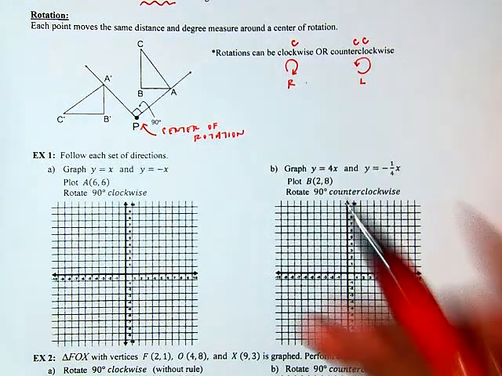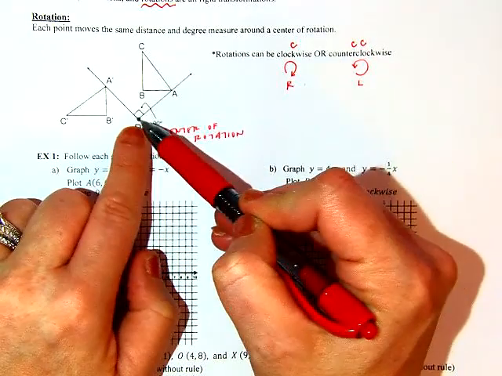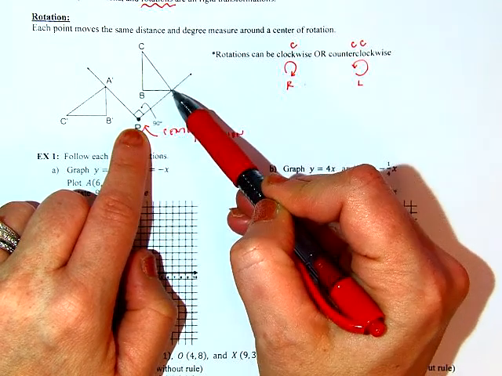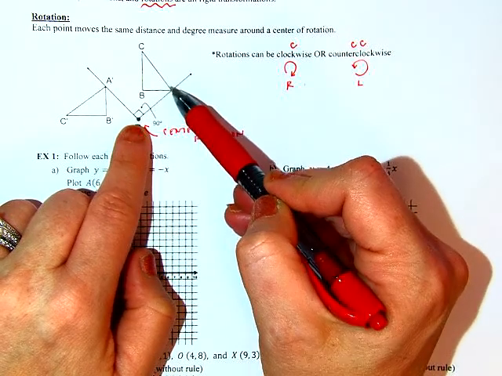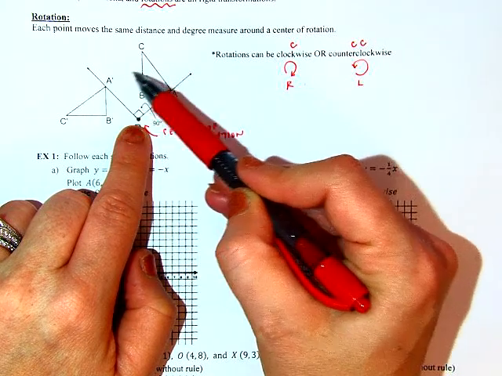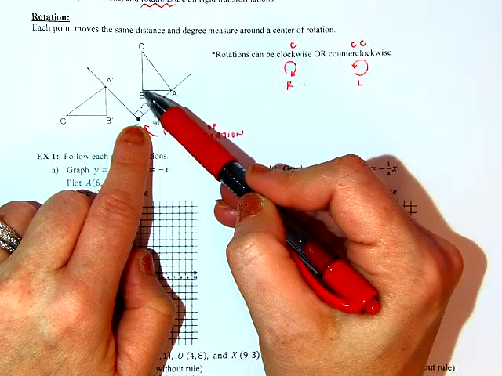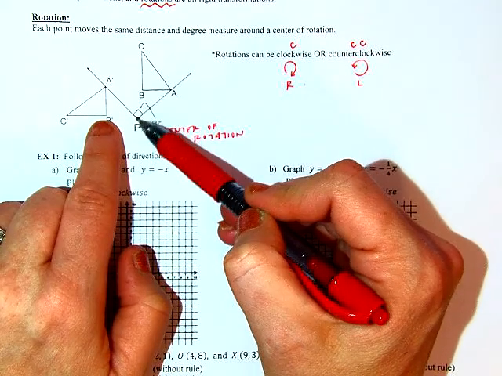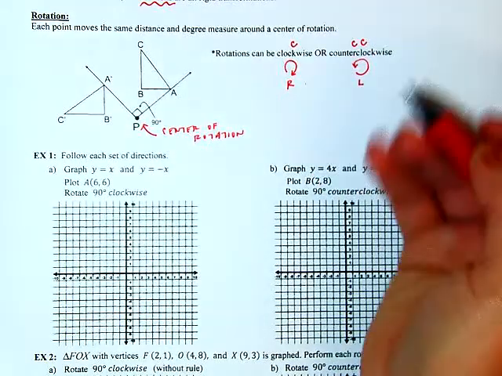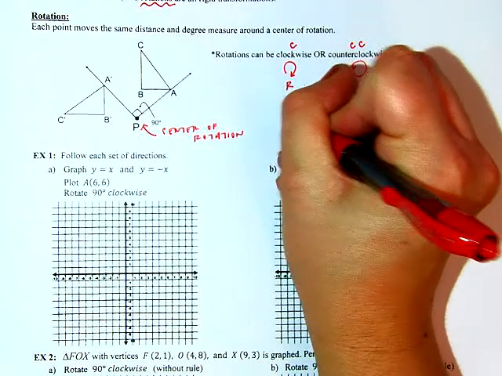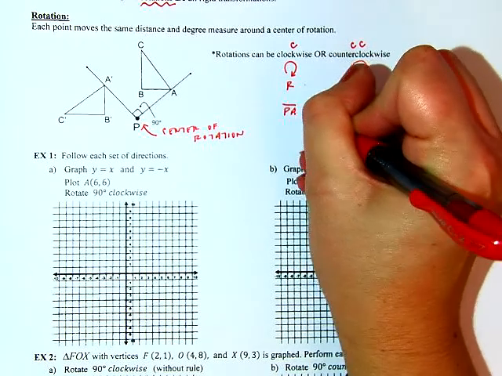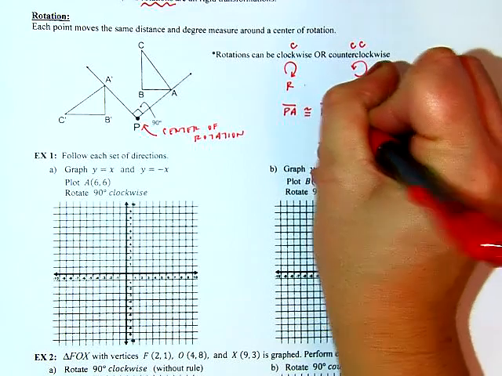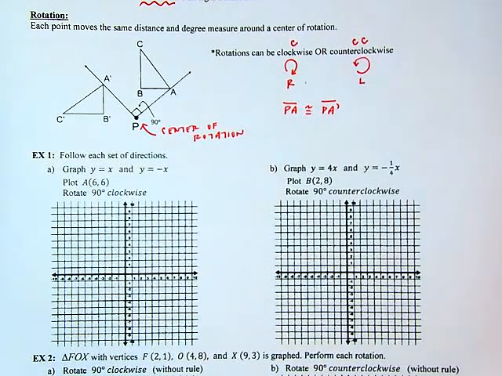Okay, and what's happening is that each point's distance to the center of rotation, that point P right here, is staying the same. So if we look at A, it swings into this position here, A prime. Same would be true for B and C. If I connected P to B and P to B prime, that distance would be the same. So for what's marked in the picture, I'm just going to acknowledge that PA, that segment, is congruent to PA prime, that segment. So their measures would be the same.